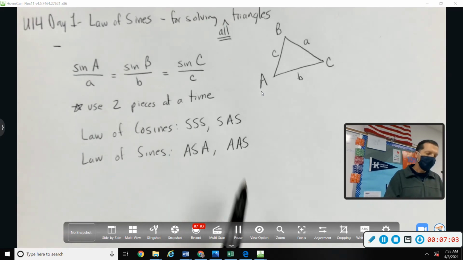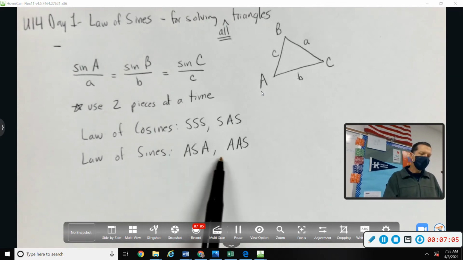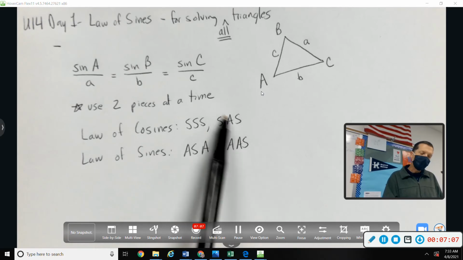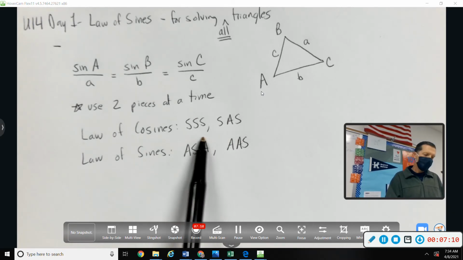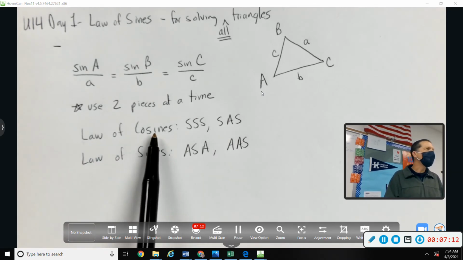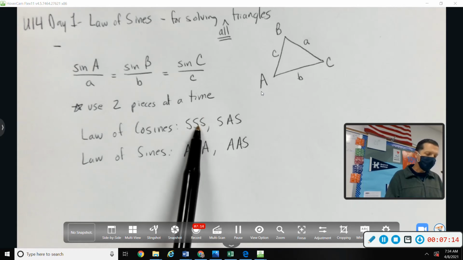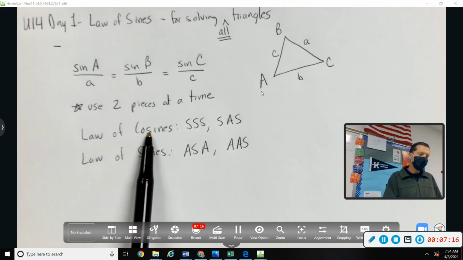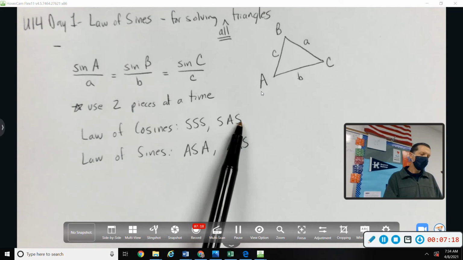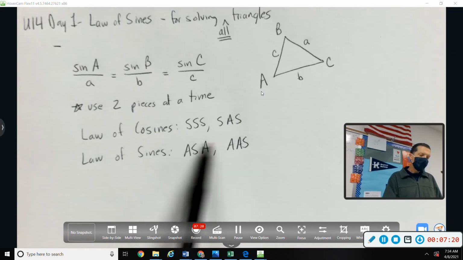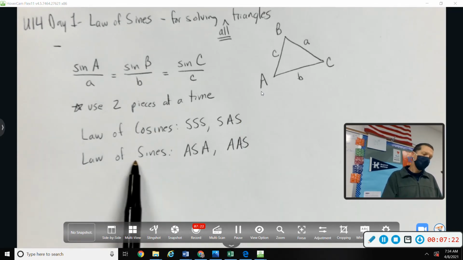Because side, side, side, side, angle, side, angle, angle, side. If this is the information you have, then this tells you which equation to use. So if you have side, side, side information, we'd use law of cosines. If you have side, angle, side information, law of cosines. Either of these, law of sines.